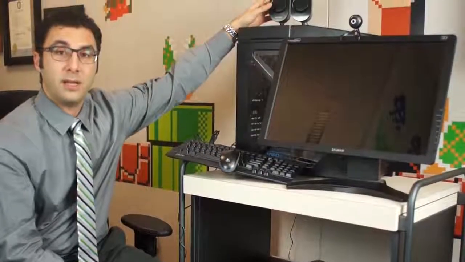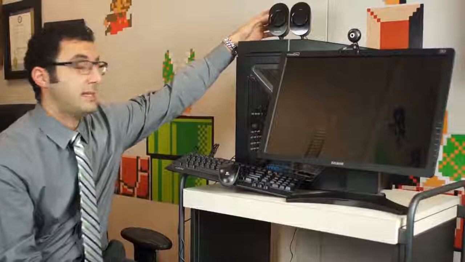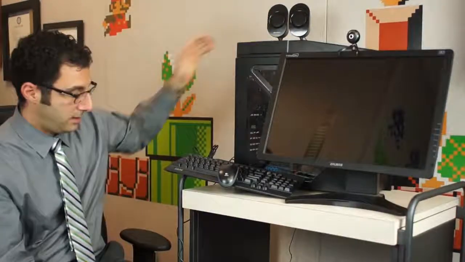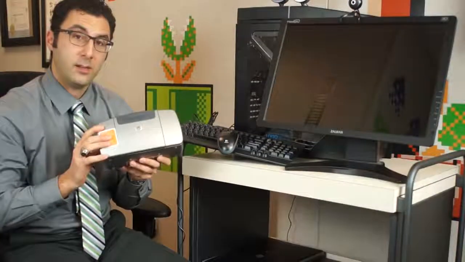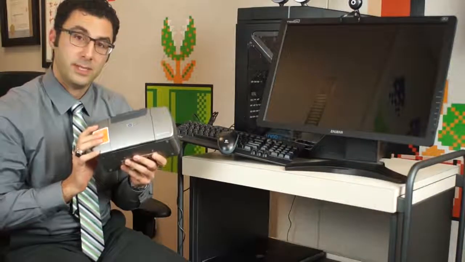Speakers are examples of output devices. The reason is because the signal is coming out, creating sounds from the computer. We have a few other ones down here, like this microphone. The microphone would be an input device. We're sending information into the computer. This tiny little printer would be an example of an output device. That's because the computer is sending information out to it so that we can create some cool prints.